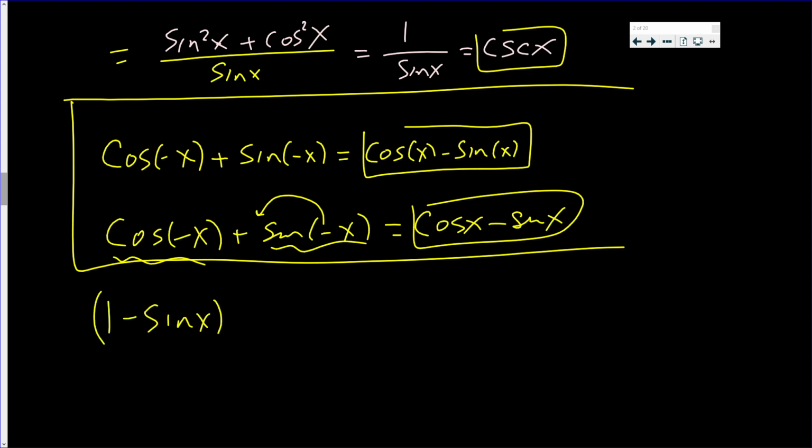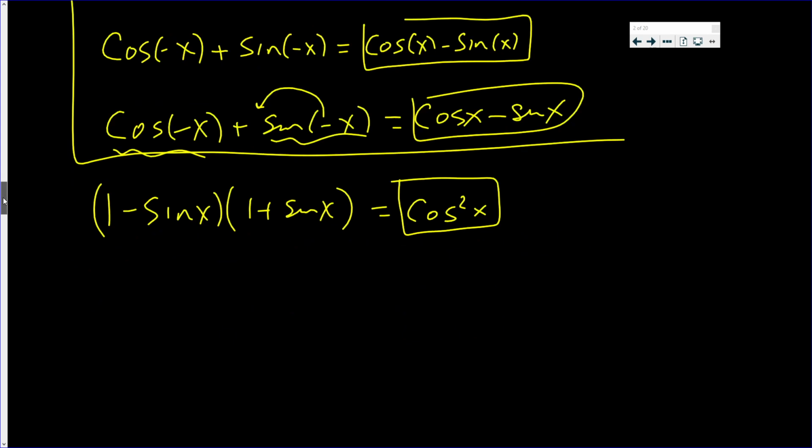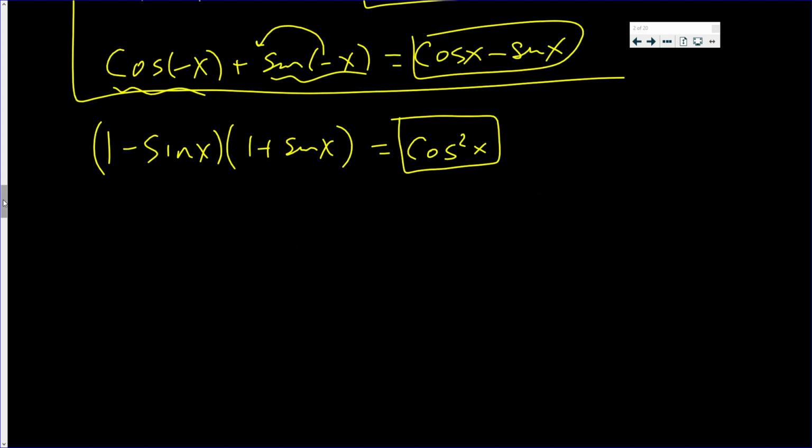1 minus sine x times 1 plus sine x is equal to cosine squared x. I think it's somewhat obvious that the right side is nice and simple. It's just cosine squared x. Left side, not all that complicated looking, but it's a product, and it's a product of sums and differences. It's definitely more complicated than this.